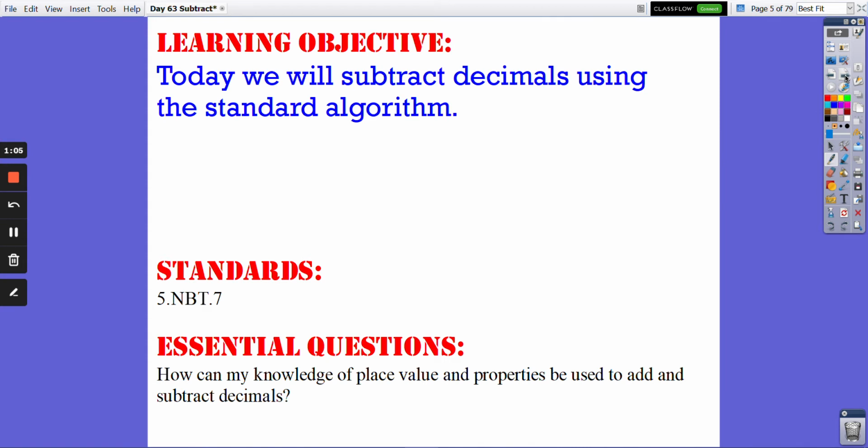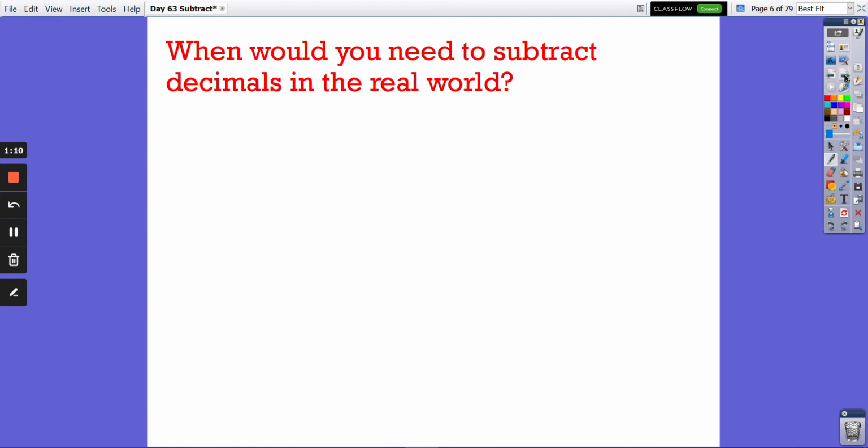Our objective for today is to subtract decimals using the standard algorithm. When would you need to subtract decimals in the real world? Well, the one that everyone thinks of is always money. If I have, let's say, a $20 bill and I go to a store and I buy something and it costs me $2.27, I need to be able to do some subtraction to understand how much I should get back from the cashier when they make my change.